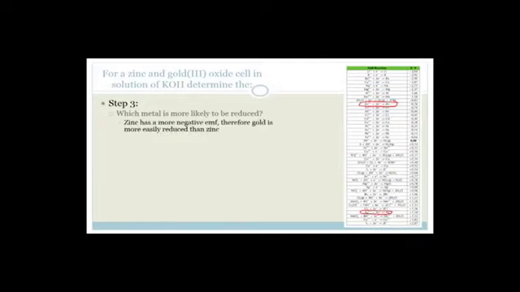So we know that the zinc has the more negative EMF. Therefore, gold is more easily reduced. Let's put it this way: since it's more positive, it is more likely to attract the electrons, so it is more likely to gain electrons. Because remember, oxidation is loss, reduction is gain. Oxidation is loss, reduction is gain. So now the reduction half reaction and the oxidation half reaction.